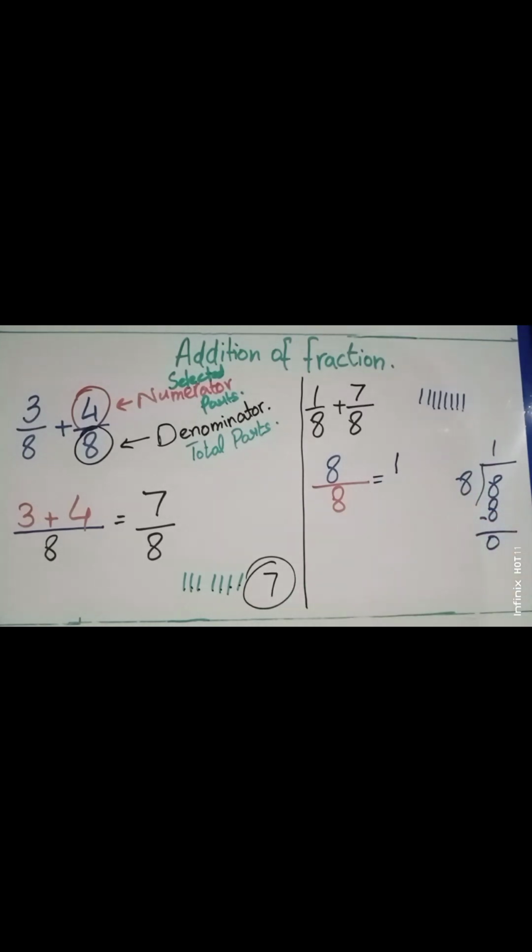That means if you have the numerator and the denominator the same, your answer will always be equal to unity. That means 1. So 8 by 8 is equal to 1.